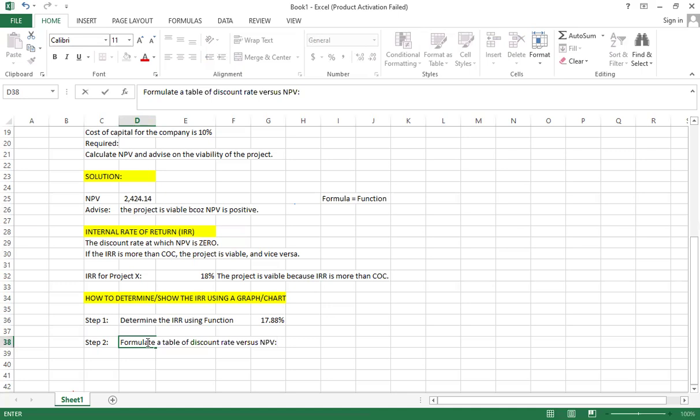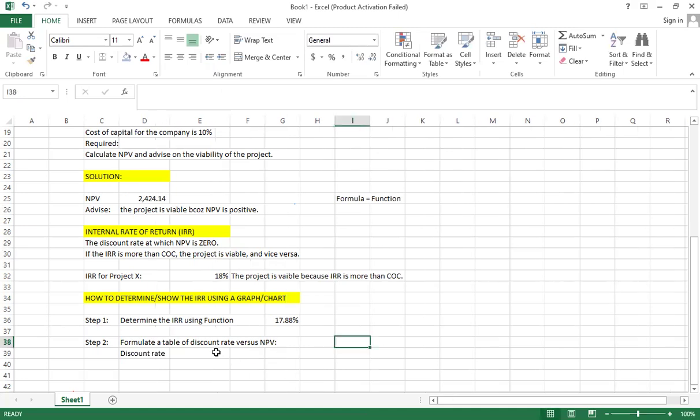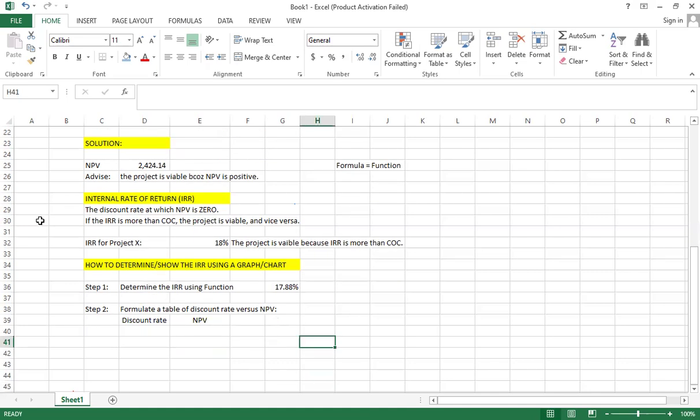And class, what I mean by this is very simple. I'll come up with a table where in the first column I will have the discount rate. In another column, I'll want NPV. So I'll have 2 columns. One for the discount rate, another one for the NPV.